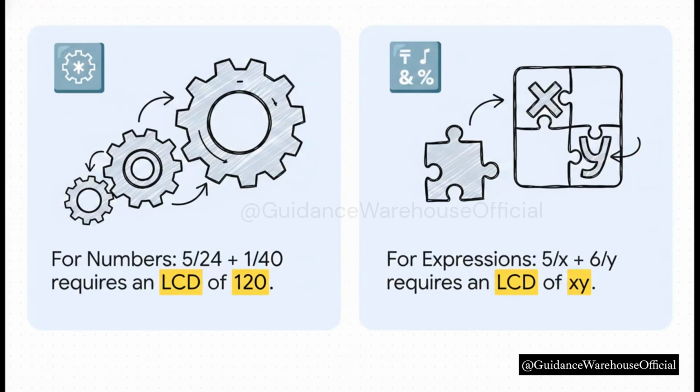Well, think back to regular old fractions. You can't just add 1/2 and 1/3 and get 2/5, right? It doesn't work. You have to find common ground first. You need a common denominator. Well, it is the exact same idea with rational expressions. You can't combine them unless the denominators, the bottoms of the fractions, are identical.